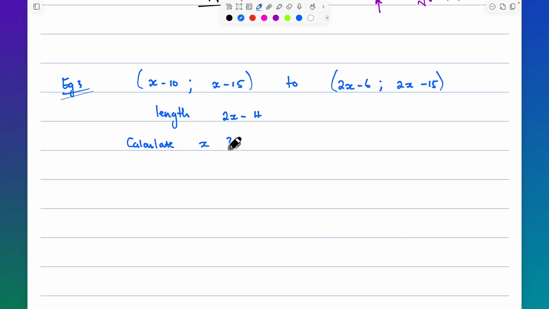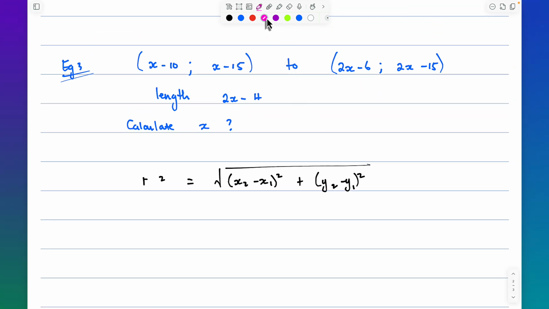Okay. How do we do this, right? So, okay, cool. All we need to do is say, okay, we have a formula. Our formula tells us that r squared is equal to the square root of the difference between your x's, so x2 minus x1 squared, plus the difference between your y's, y2 minus y1 squared. Okay? So we need to figure out what the x1, y1, x2, y2 are. So this is going to be our x1. This is going to be our y1. This is going to be our x2. This is going to be our y2.